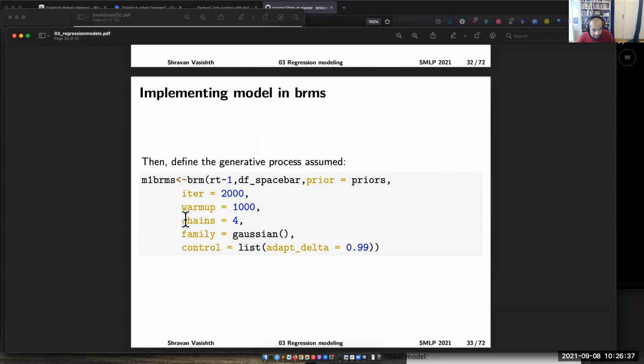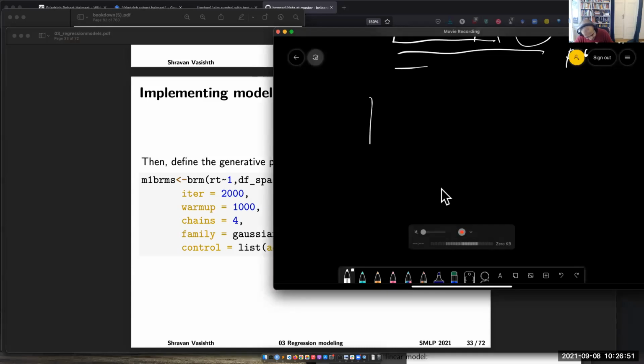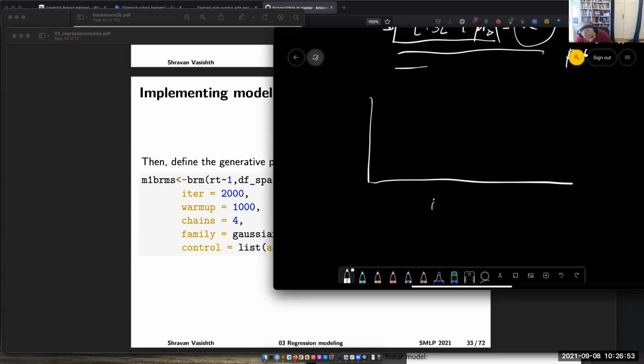All right, so I have now explained what the chains command here is. The next thing I want to explain is what this iterations is and what the warm-up is. As I mentioned, what happens in the sampling procedure is that the sampler runs for a bunch of iterations. So let's say you decide to run 2000 iterations. Okay, so there will be 2000 iterations, right?